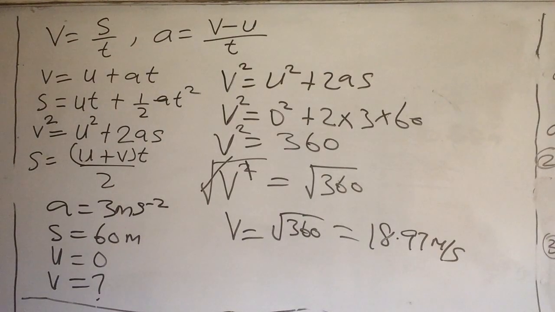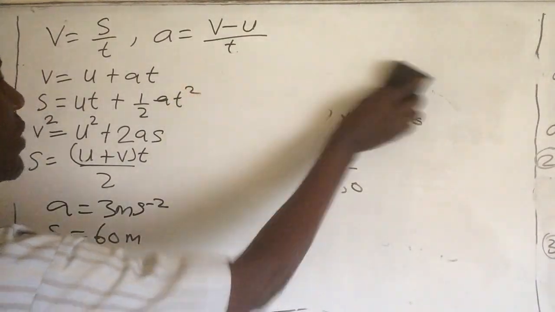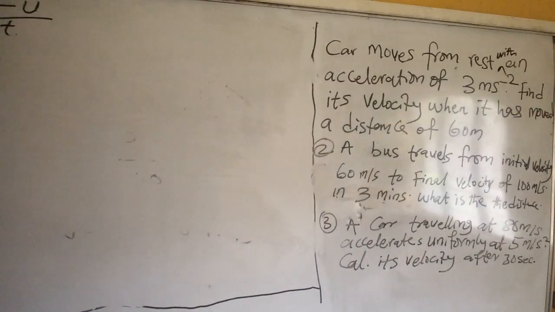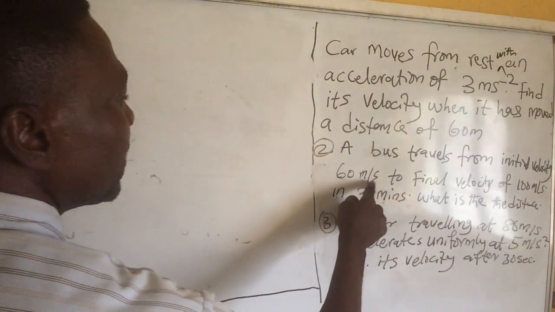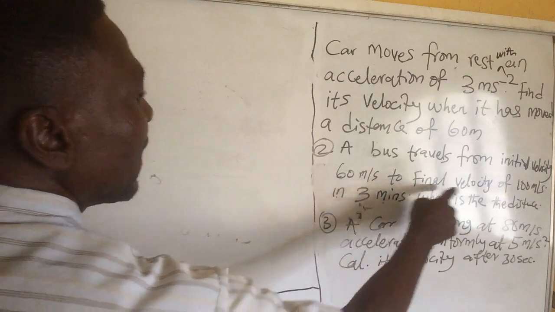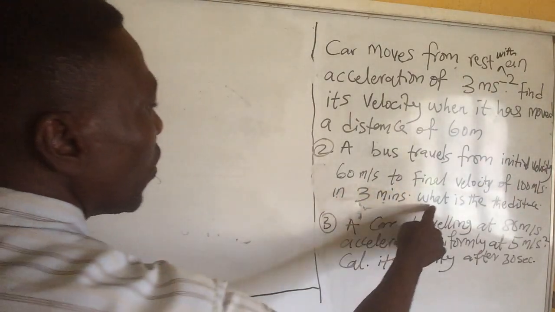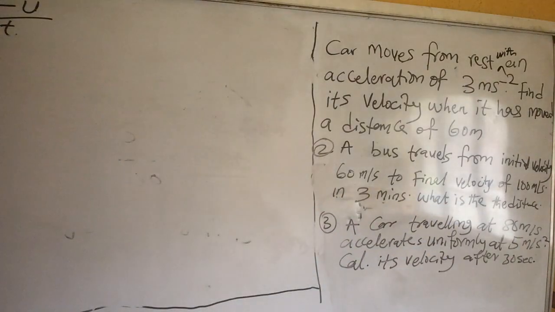Now, going back to the second one, we now see another question which says: a bus travels from initial velocity 60 meters per second to final velocity of 100 meters per second in 3 minutes. What is the distance?